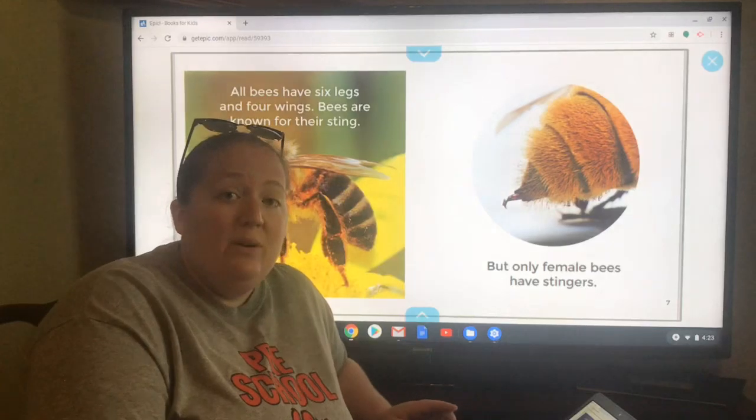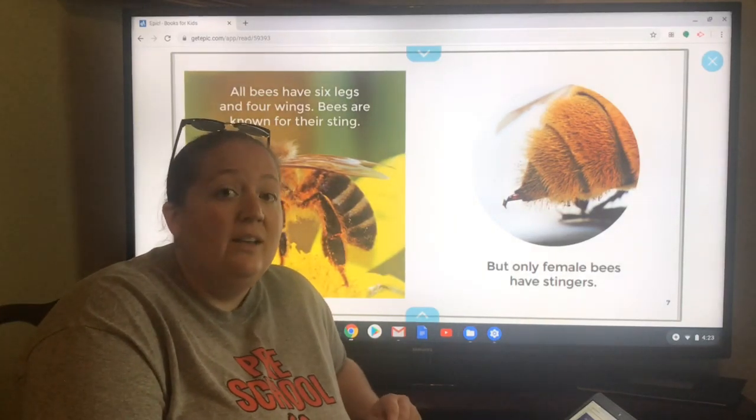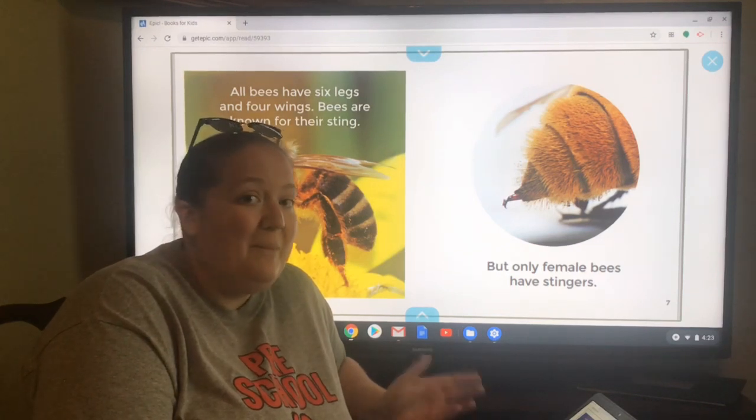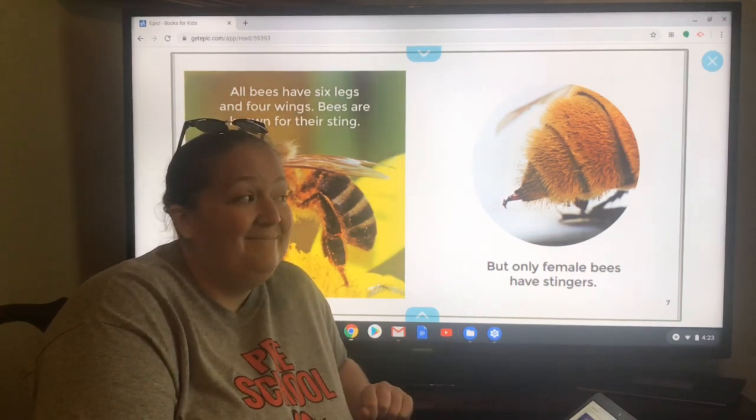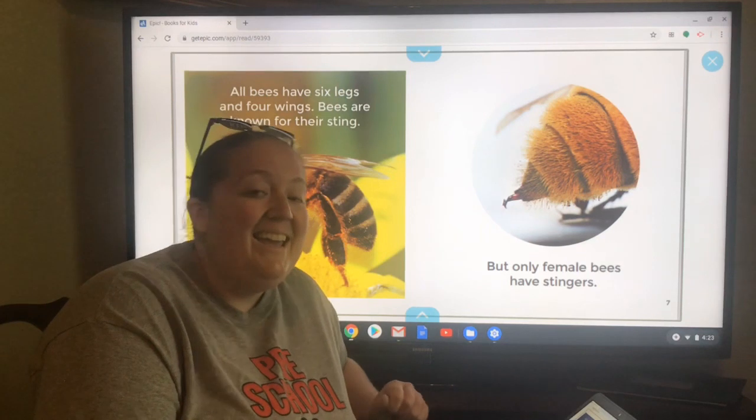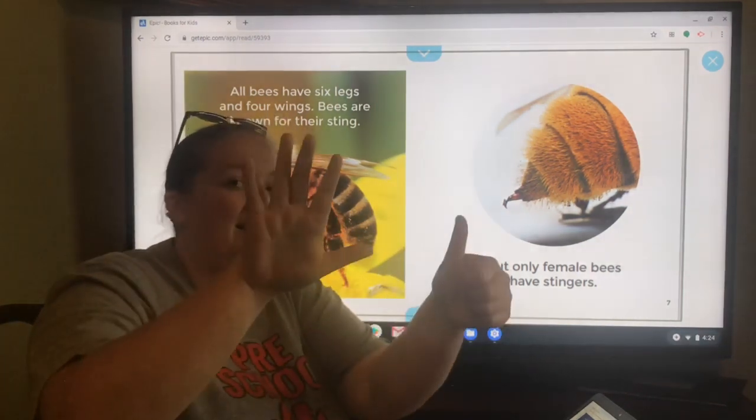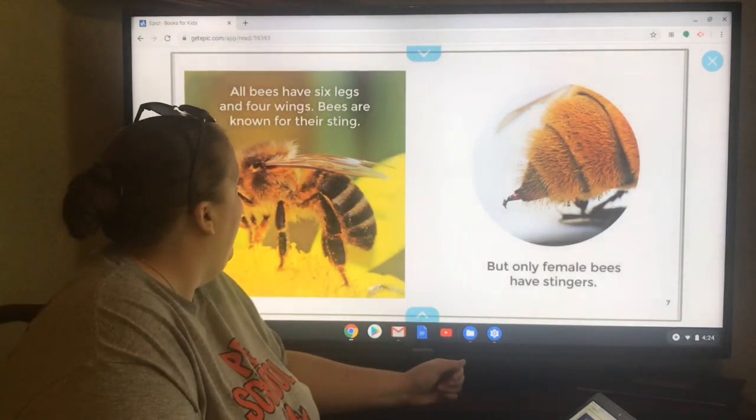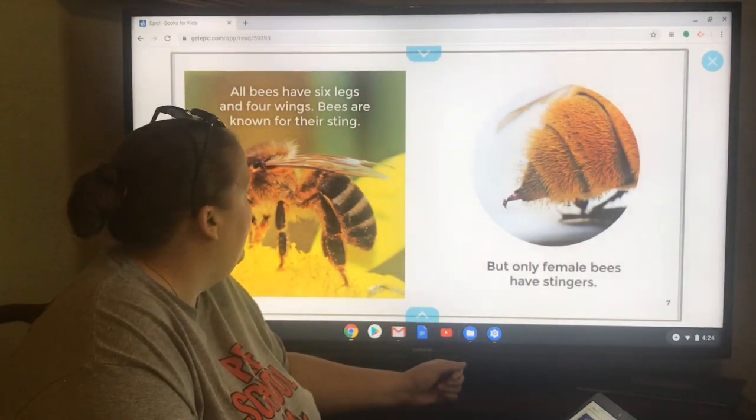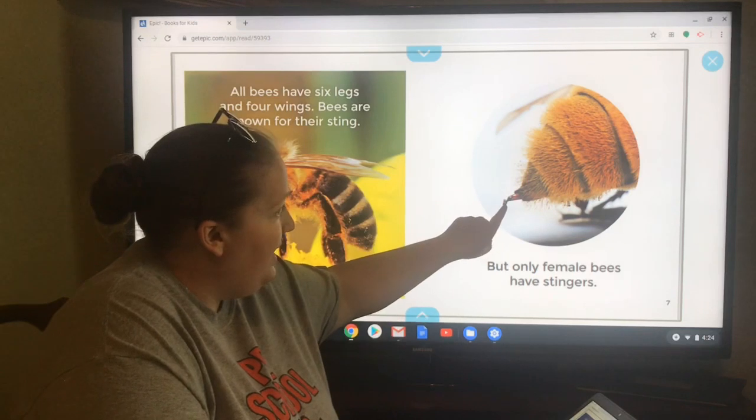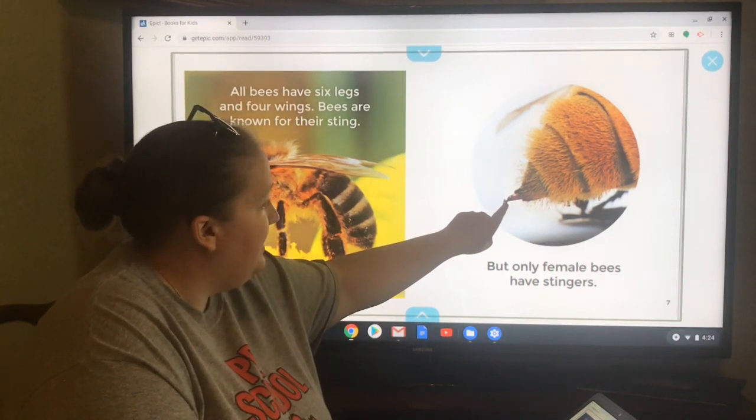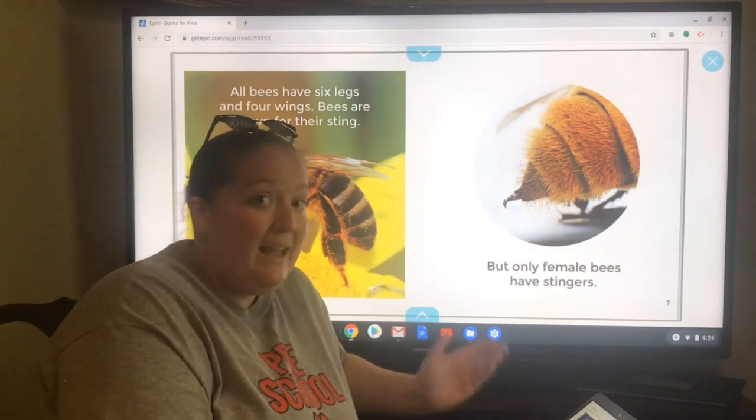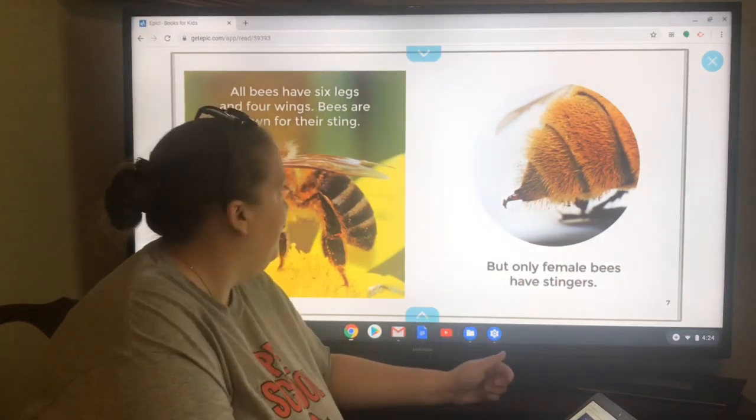So hopefully you remember when we read our insect book, how many legs does an insect have? Who remembers? Insects have 6 legs. So bumblebees have 6 legs. They are also known for their sting. So right here on the back of a bee is its stinger. But did you know only female bees have stingers? That means only the girls have them.